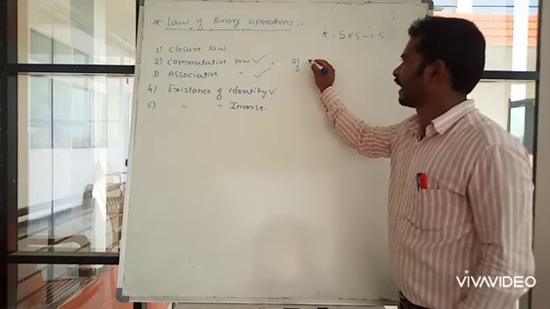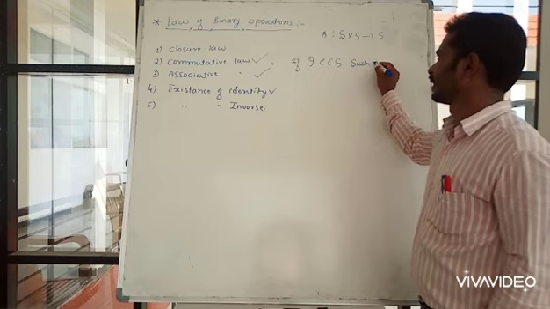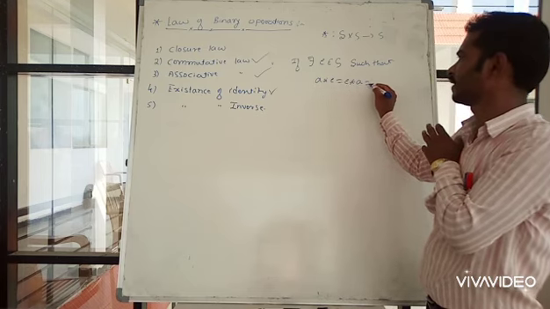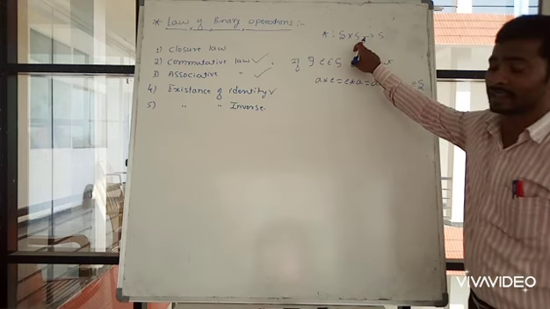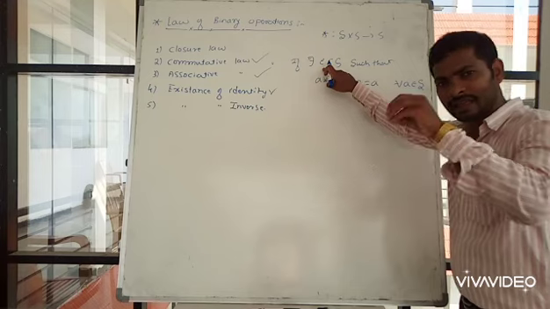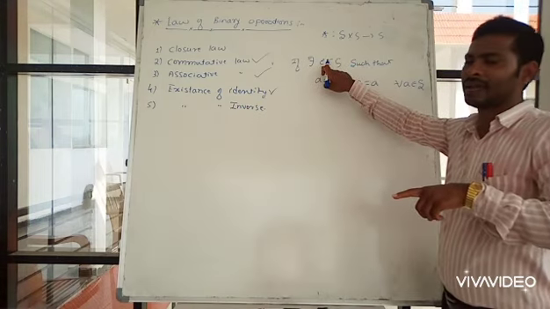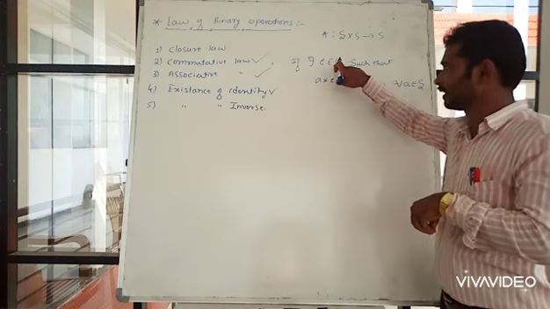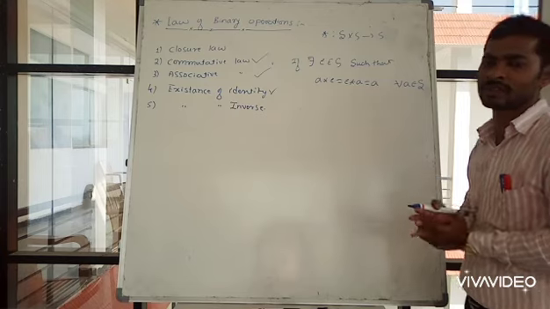Here, if there exists an element E in the set S such that A star E is equal to E star A is equal to A for each value of A in S, where A is any element of this set S. So there exists an element E in this set S such that, for any element A present in that set, A star E is equal to E star A is equal to A.